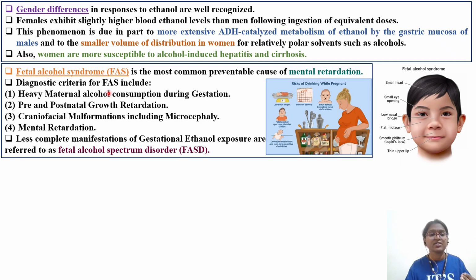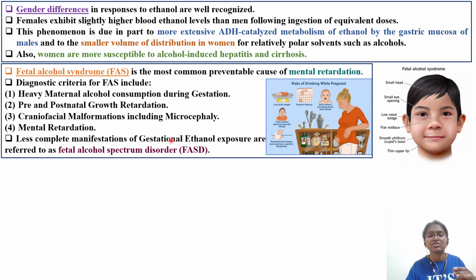So what are the diagnostic criteria? Heavy maternal alcohol consumption during pregnancy, that is alcohol consumption during gestation, pre and postnatal growth retardation. Okay. Craniofacial malformation including microcephaly. So a small head will be formed in the case of these babies. Mental retardation, because the developing fetus or embryo is still in the developing stage, no, so there will be mental retardation.